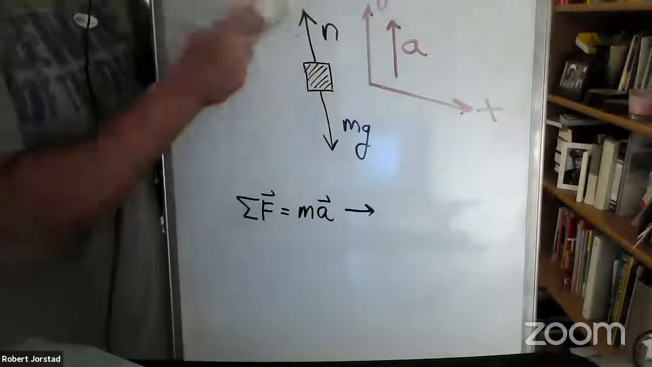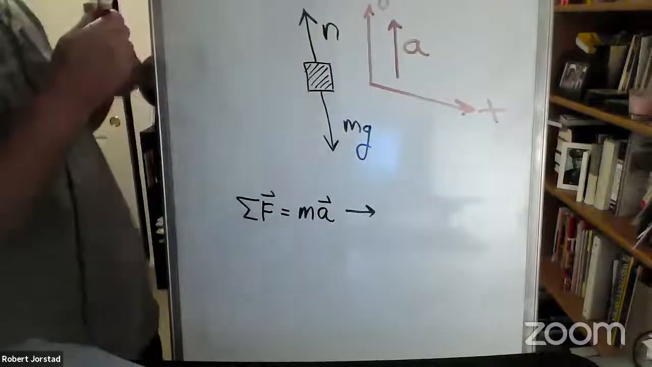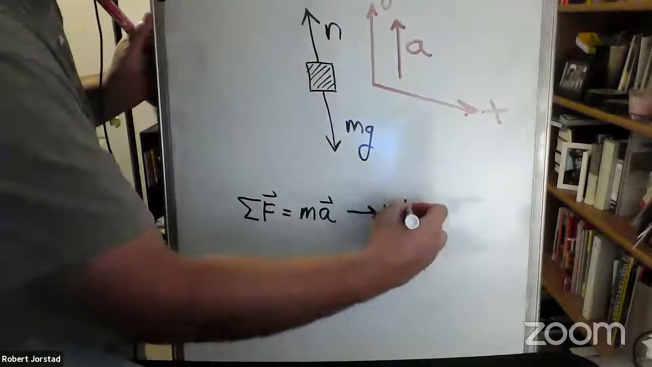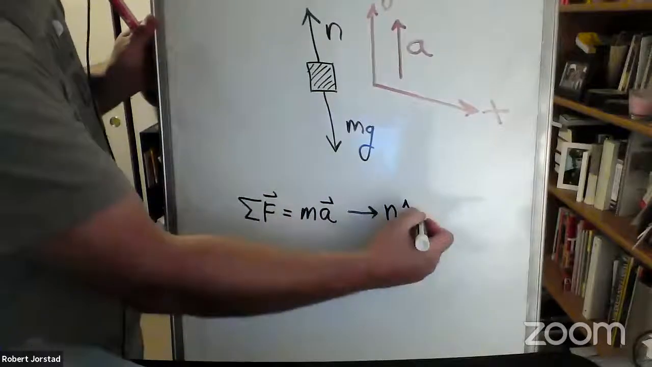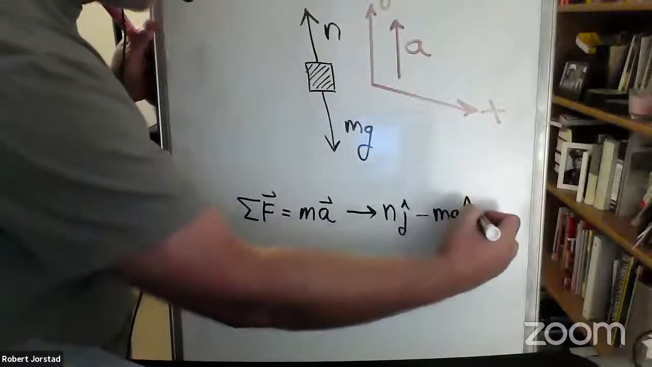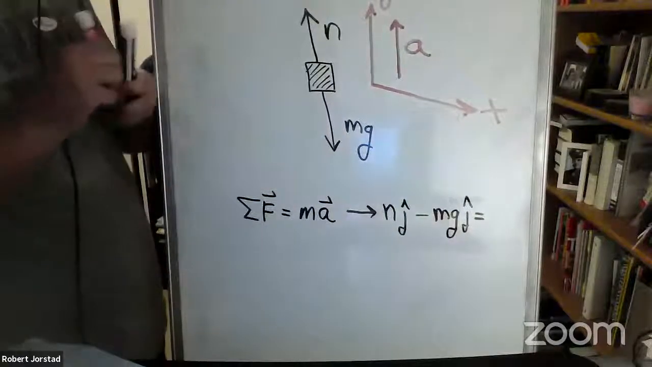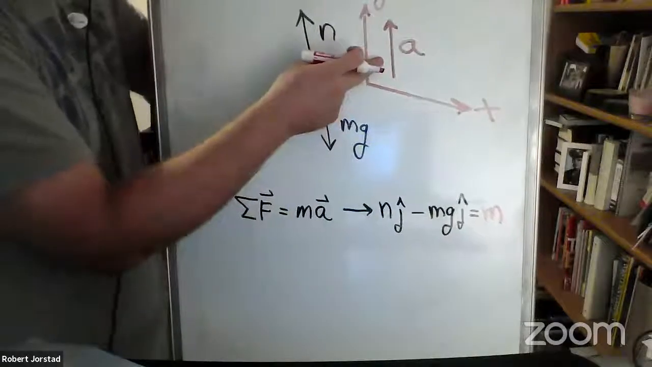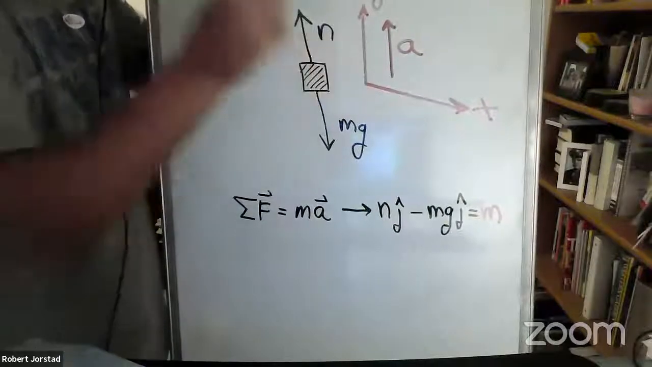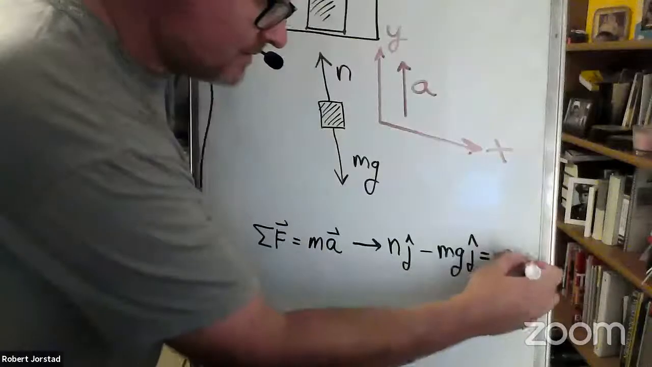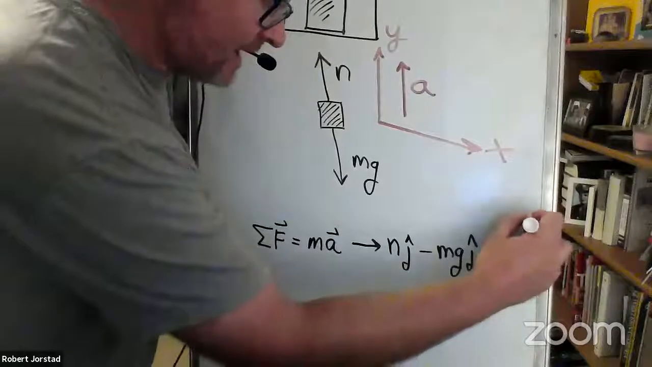So the normal force is going upwards. It's in the positive J hat. So wouldn't that be the normal force magnitude in the J hat minus mg in the J hat equals mass. Now, should I write positive A or negative A in the J hat here? Positive. And I've run out of room, so I'm going to just squeeze in the positive J hat right above there.